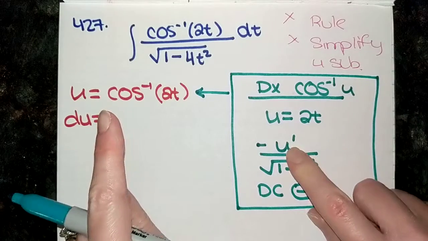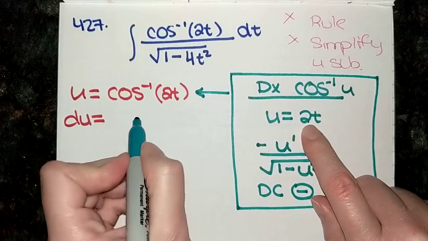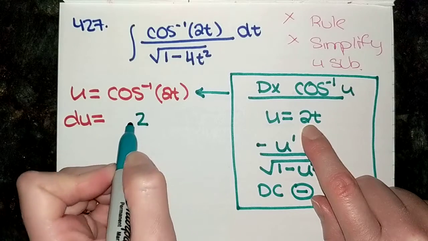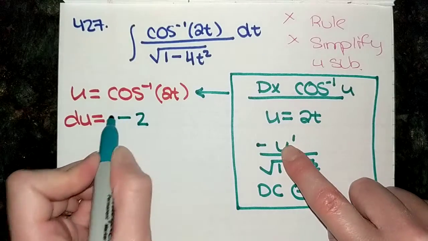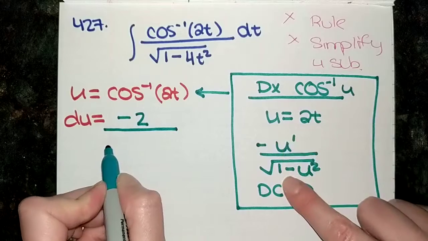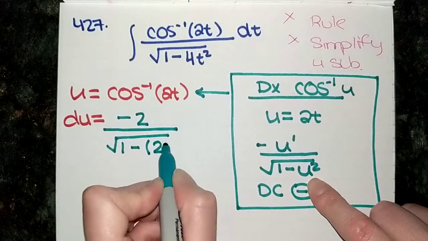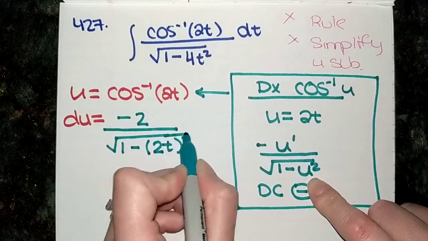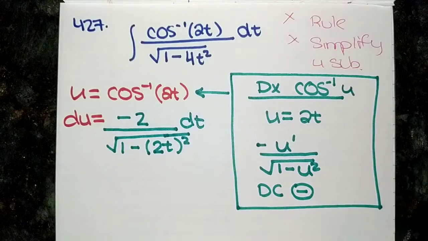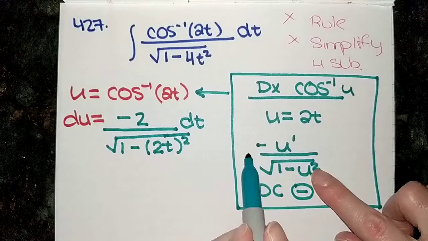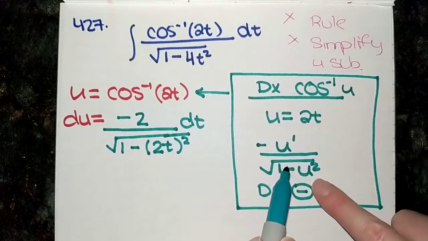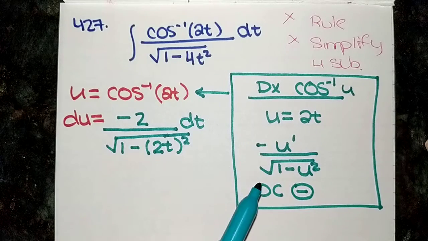So our u prime would be the derivative of the u here, so the derivative of 2t would just be 2. We'll have our negative sign, and then over the square root of 1 minus, and then our u is 2t quantity squared. And then of course the dt added. So that's just applying this rule with u equal to 2t and u prime as 2.